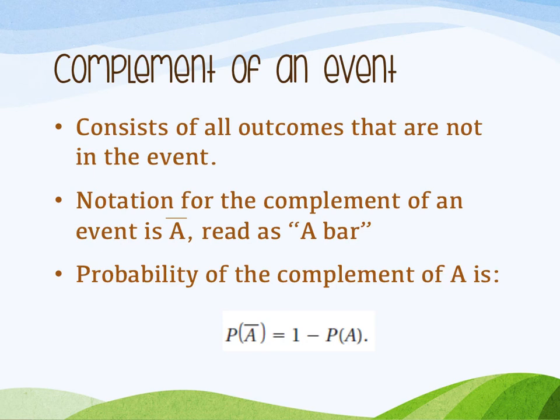So that's a complement. The complement is 1 minus the probability of an event. It only makes sense to do it if the probability of what you're looking for is technically harder to find than the probability of what it wouldn't be. I don't know if that makes sense. We'll do an example. The little A with the bar over it is read as A bar, and that's how you show the complement. So if I asked you the probability of A and you wanted the complement, you would do 1 minus the probability of A.